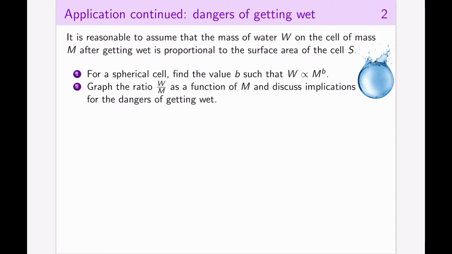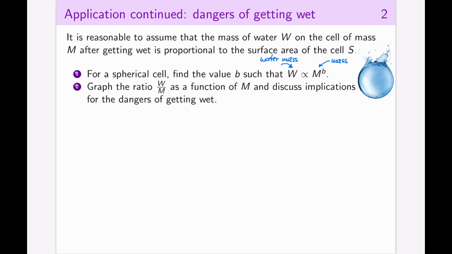We are asked to find a value B such that the water mass is proportional to the cell mass to some power. Okay, so let's maybe denote what these things are. This is water mass that covers the object once it gets wet, and M is the object's mass itself. So what the first part of the question is asking is show that, first of all, these two things are proportional, and secondly, find the exponent of proportionality.